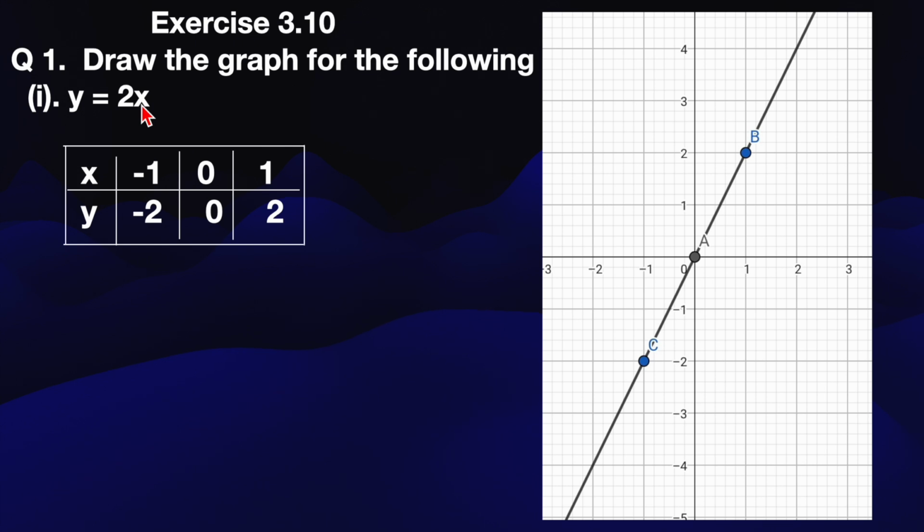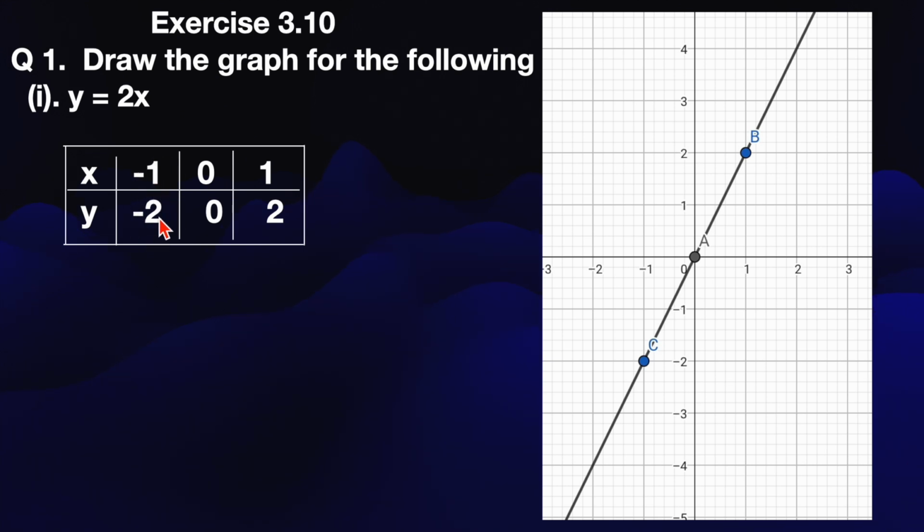If you put x = -1 here, you get 2 into -1, that is -2, equal to y. We will write down -2 here against y beneath -1. Now put the value of x as 0: 2 times 0 is 0, so y = 0. Write it down here. Put x = 1: 2 into 1 is 2, so y = 2. Now we have got these points, or ordered pairs you can say.